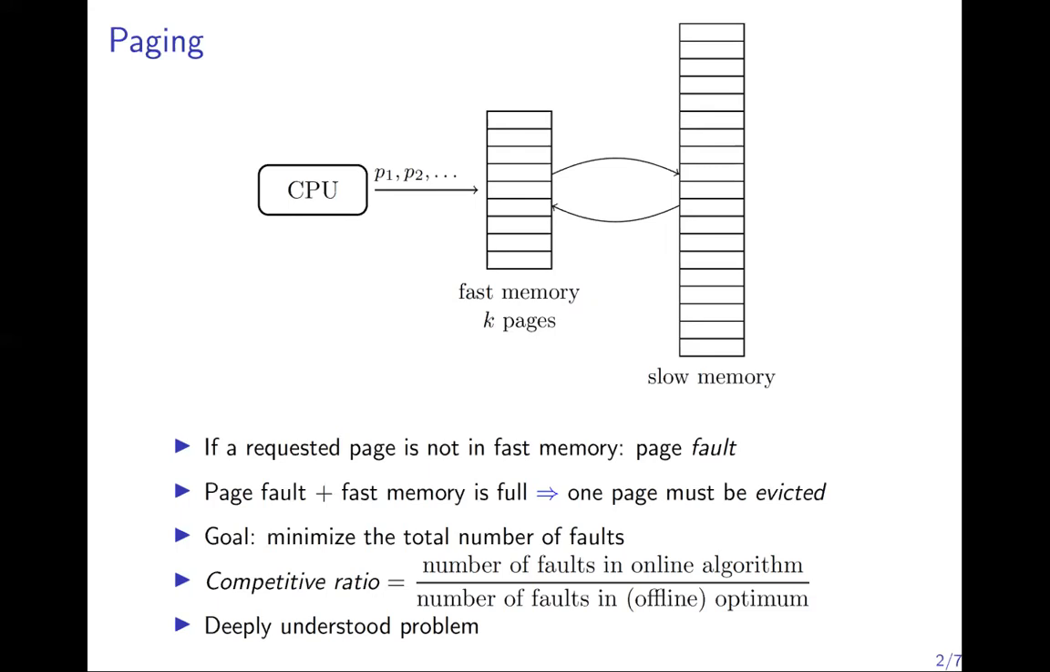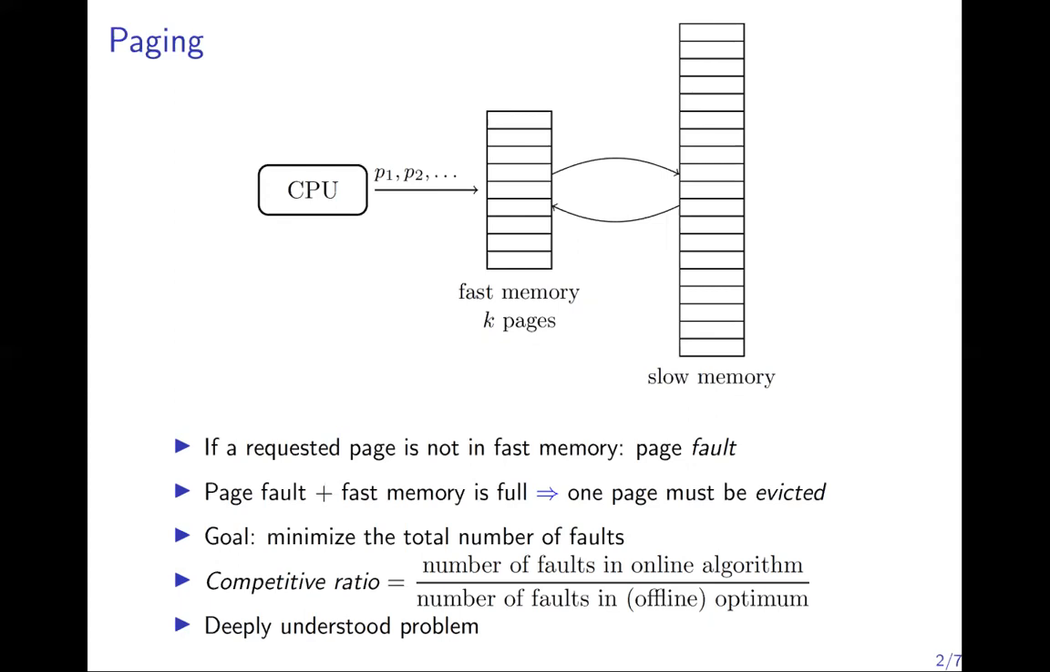So paging is an intrinsically online problem in the sense that at the time when a request is issued, future requests are not known. This is studied through the analysis of the competitive ratio, which is the ratio between the number of faults of an online algorithm and the number of faults of the offline optimum algorithm. This is a deeply understood problem.